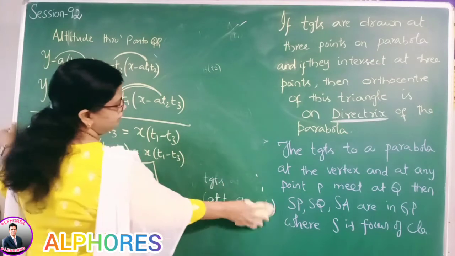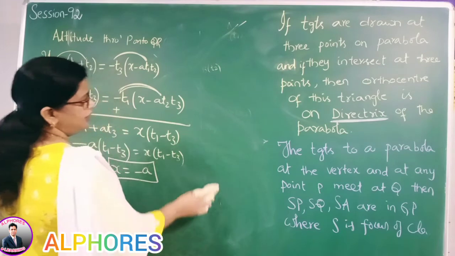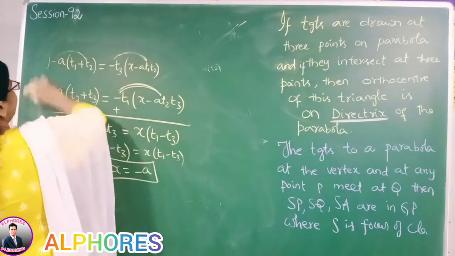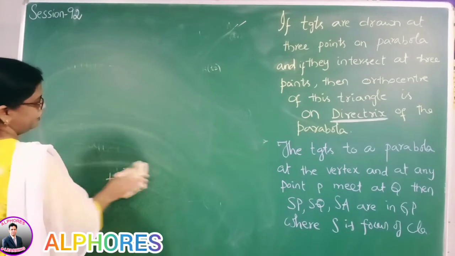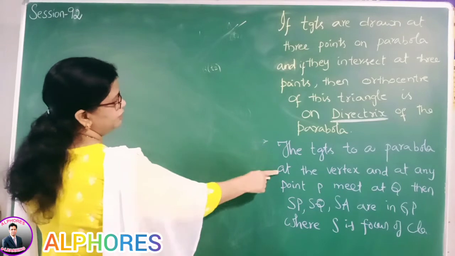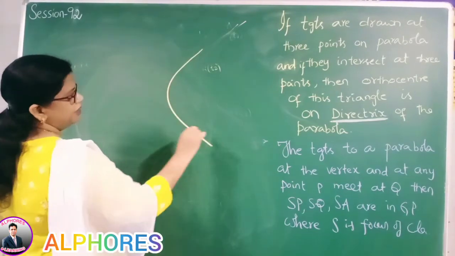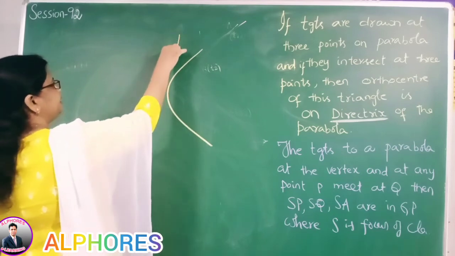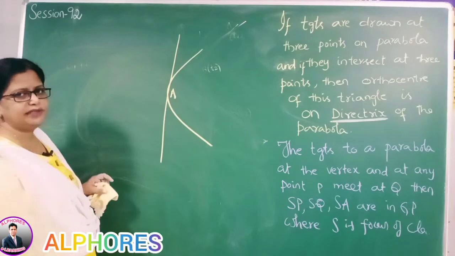What is the second one given here? Tangents to a parabola at the vertex and at any point P. Okay. Tangents to the parabola, so only two tangents are here. What are they? One is the tangent to the parabola drawn at the vertex, and this is our A of (0, 0). Okay.